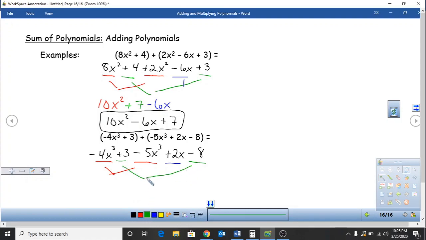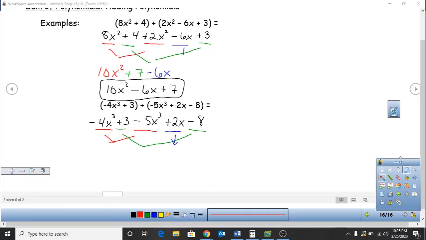So all I'm going to do is I'm going to combine my reds together. I'm going to combine my green terms together because, again, they're similar. And then this blue term will have nothing to combine with. So I'm just going to bring it down. So let's start with the red term real quick. So on the red terms, I have negative 4x cubed plus 2x cubed.